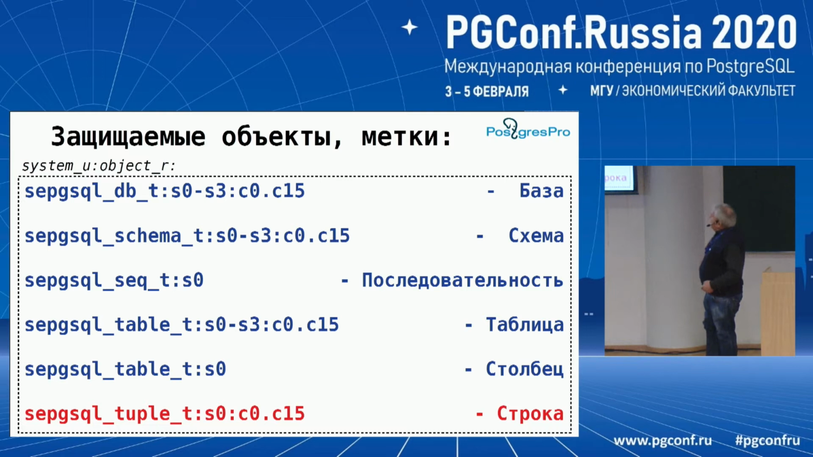sepgsql. Here it is. So, we installed it, we launched Postgres, we called the function for the base allocation, and it put security labels for all the objects, the base, the schema, the sequence, table, column, and string. And I'd like to say that the labels of the base, the labels of the table, actually accept storing various data.